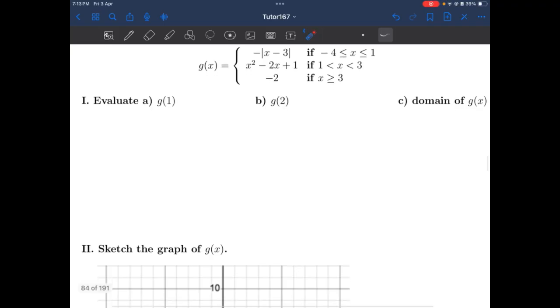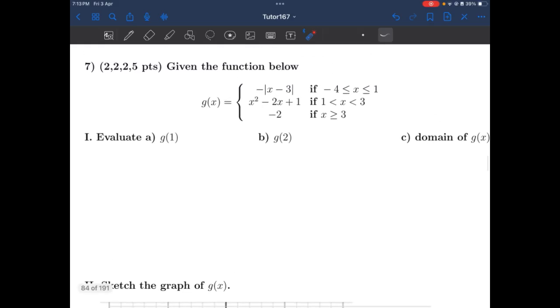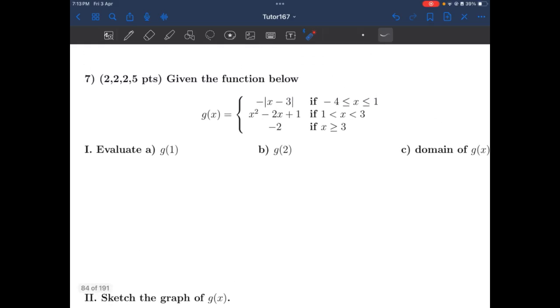Okay, given the function below, evaluate. To do that, you have to find and see which domain these numbers fit in. So if we're looking for 1, we have to see which one of these accommodates 1. This is saying if x is greater than or equal to 3. So this doesn't fit 1 because 1 isn't greater than or equal to 3. This is saying if x is less than 3 but greater than 1. This doesn't fit either. It says that we only could use this if x is greater than 1. But this is saying if x is less than or equal to 1, or if it's greater than or equal to 4. So we could substitute this formula here.